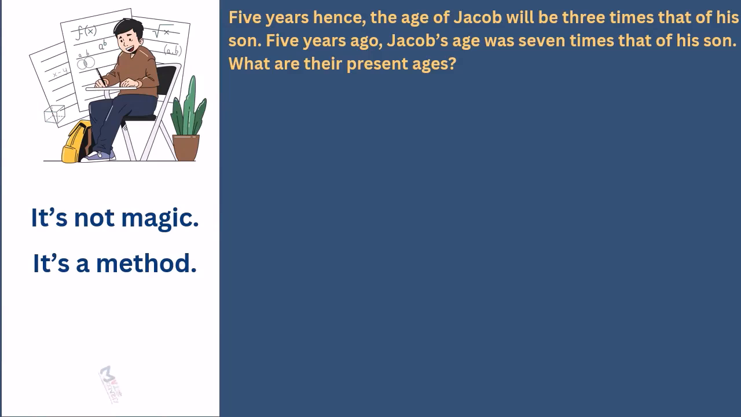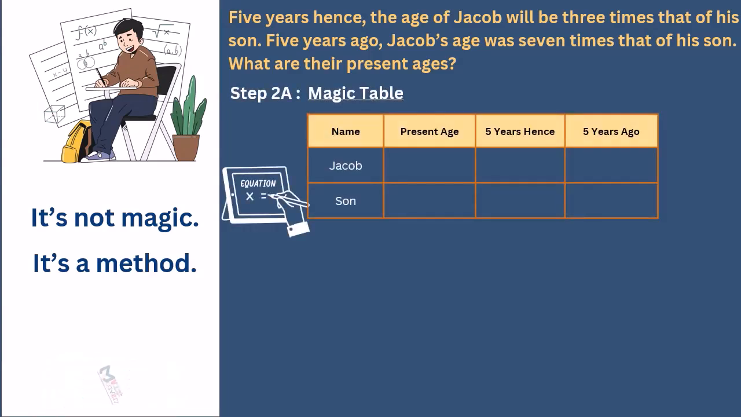Now that we have chosen our variables, let's organize the data using the magic table. As we assumed earlier, Jacob's present age equals X and his son's present age equals Y. Jacob's age after 5 years will be X plus 5. His son's age after 5 years will be Y plus 5. In the same way, Jacob's age 5 years ago will be X minus 5 and his son's age 5 years ago will be Y minus 5. This helps us break down the question visually, past, present and future.